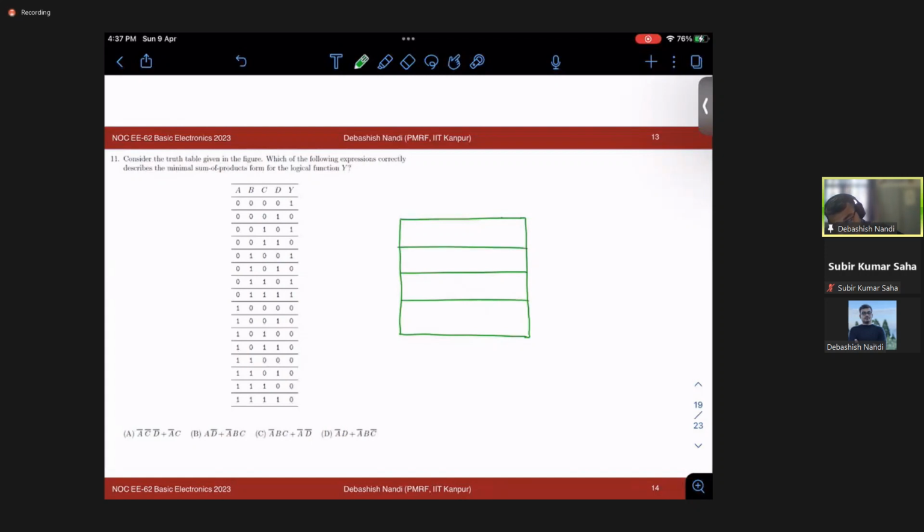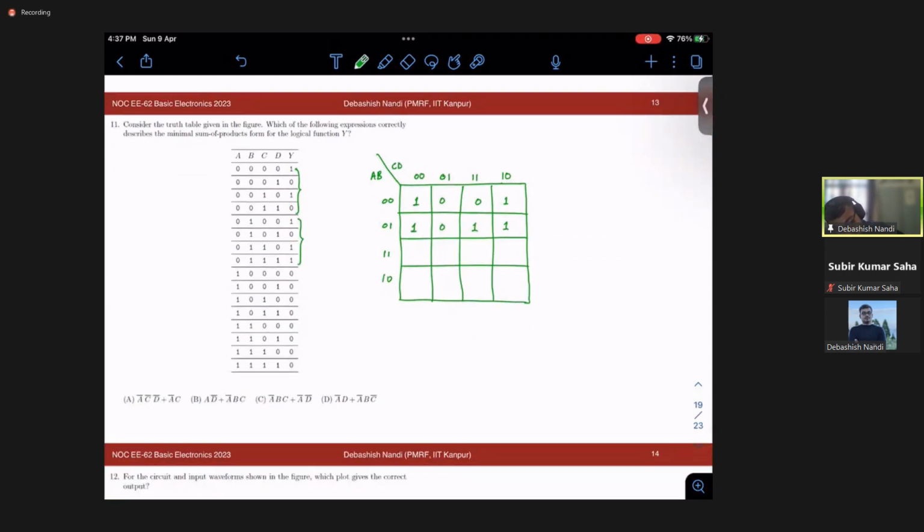So we have four inputs. So we'll draw a 16 small square checker thing, right? And we have AB. We have here CD 0 1 0 0 0 1 1 0 1 1 0 0 0 1 1 0 1 1, right? So what are the outputs? 1 0 1 0 1 0 1 0. Then this is covered. Then 1 0 1 1 1 0 1 1. Fine. Then everything is 0, right?